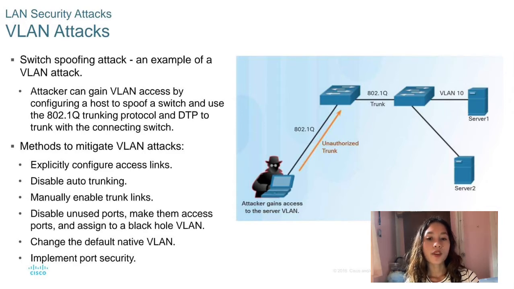Methods to mitigate VLAN attacks. So these are the methods to mitigate the VLAN attacks. It includes explicitly configure access links, disable auto trunking, manually enable trunk links, disable unused ports, make them access ports and assign them to a black hole VLAN. Change the default native VLAN. Implement port security.